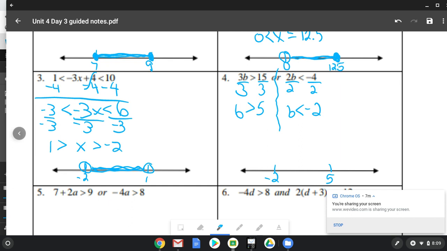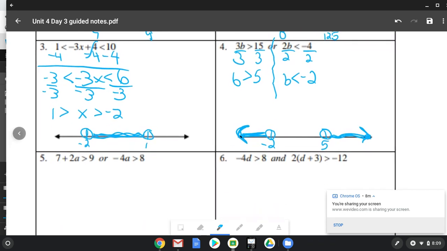These were open circles. And if I do greater than 5, it's to the right of 5. I'm looking at that correctly. And then left of negative 2 because it says less than. And it's an or, so that makes sense because there's a gap always with ors. So that would be number 4.